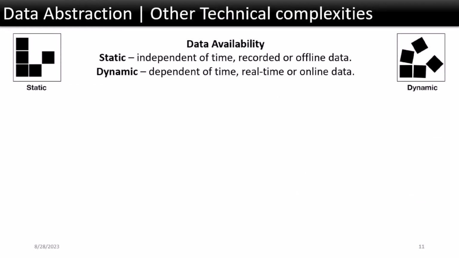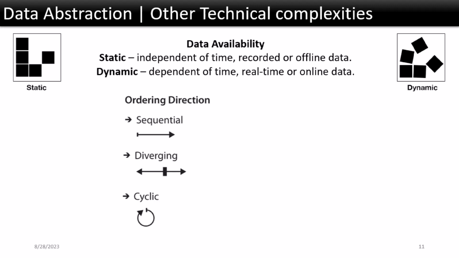Technical complexities involved in data abstraction would be data availability. Some data should be independent of time. They are offline data. Those data would be already recorded somewhere and being used. Such type of data can be called static. And some would be real-time data. They are recorded online. Those data are dynamic data.